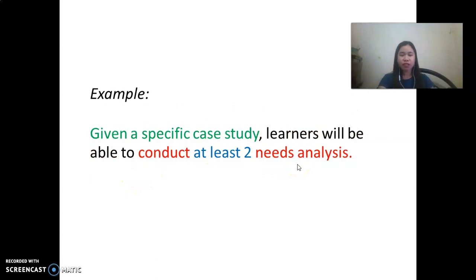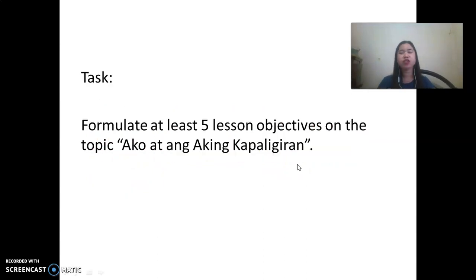Okay? So yeah, that's our example. So for your task for this week, for this lesson, is that you are going to formulate at least 5 lesson objectives on the topic, ako at ang aking kapaligiran.